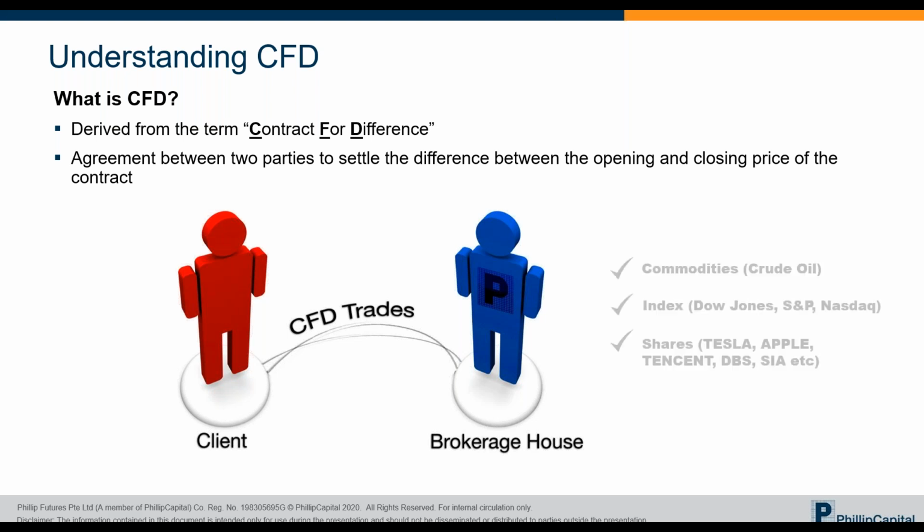So there are various CFDs which you can trade, such as commodities like crude oil, indices such as Dow Jones, S&P, Nasdaq, or even stocks like Tesla, Apple, Tencent, DBS, or SIA. So for stocks, we offer Singapore, Hong Kong, and most of the popular US shares.